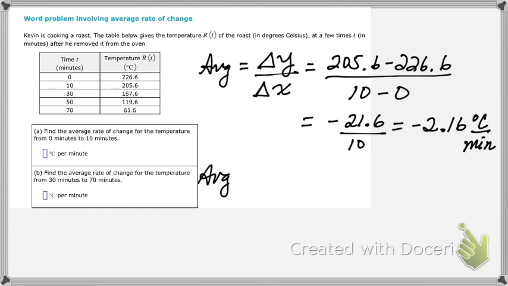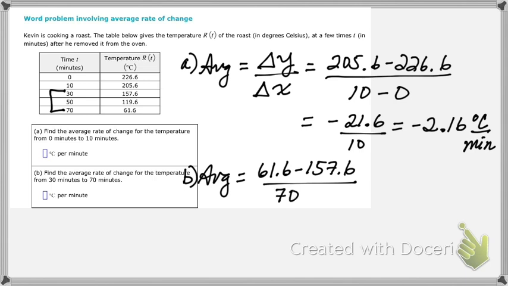And then there's another one here, just that was part A, and then part B. It's just giving us two different numbers, 30 and 70. So the average rate of change from 30 to 70, and that's going to be 61.6 minus 157.6 over 70 minus 30. And I'll grab a calculator and do that calculation. And I get negative 2.4 degrees Celsius per minute.